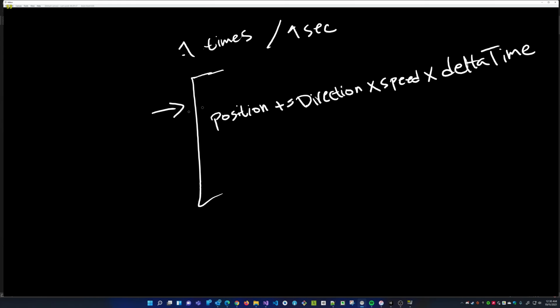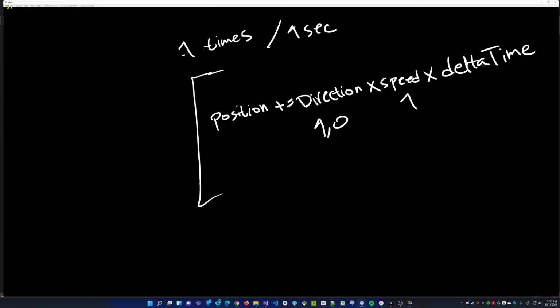If this operation runs 60 times, I'm going to move in a certain direction with a certain speed 60 times, or 60 units. Let's assume my speed is 1 and my direction is (1, 0). So I'm moving to the right. Multiply these two: 1 by 1 is 1, 1 by 0 is 0, right? And so this is executing 1 time, so I only move 1 pixel every second, right? Which is not great.